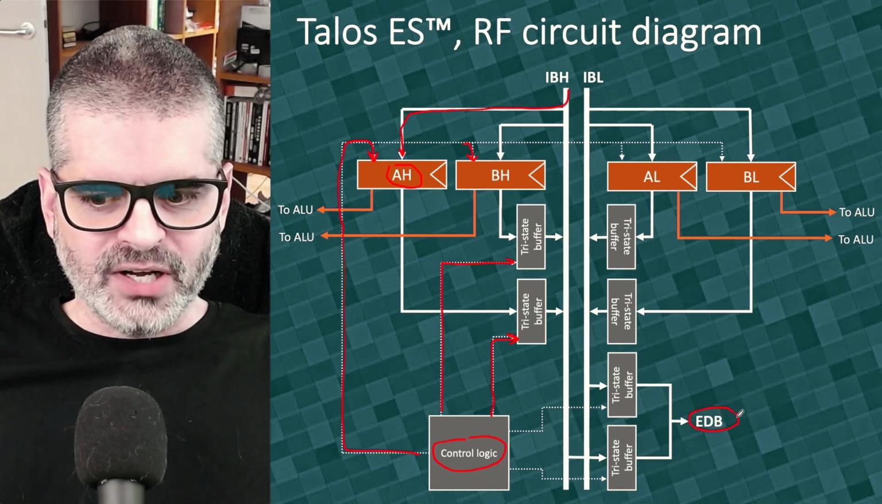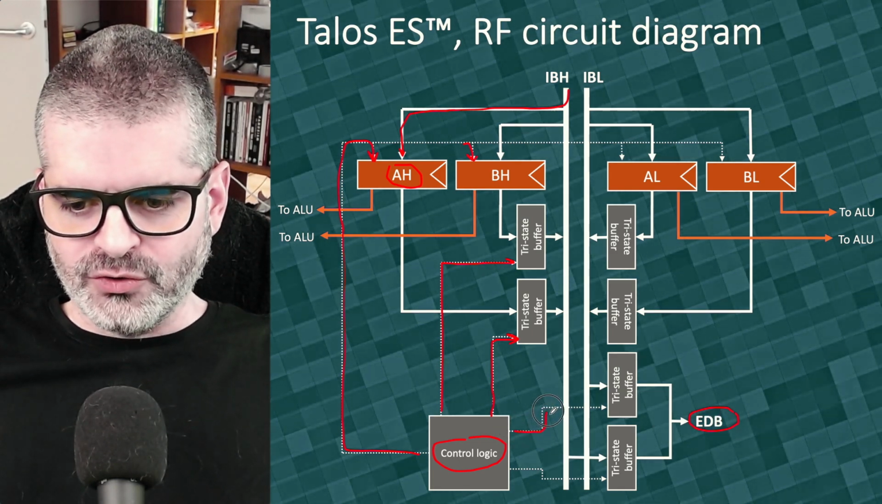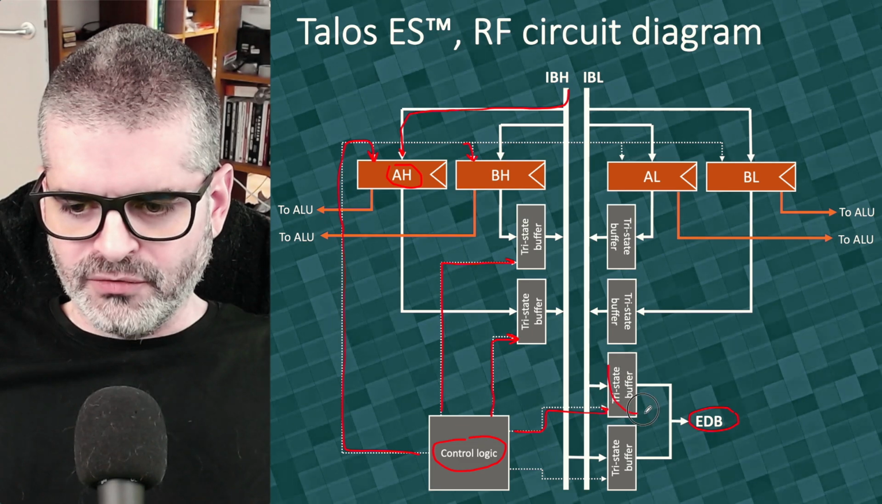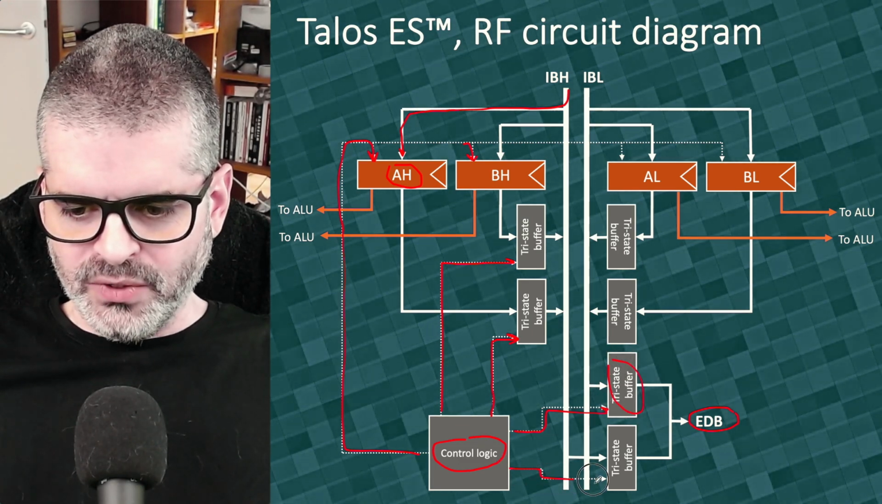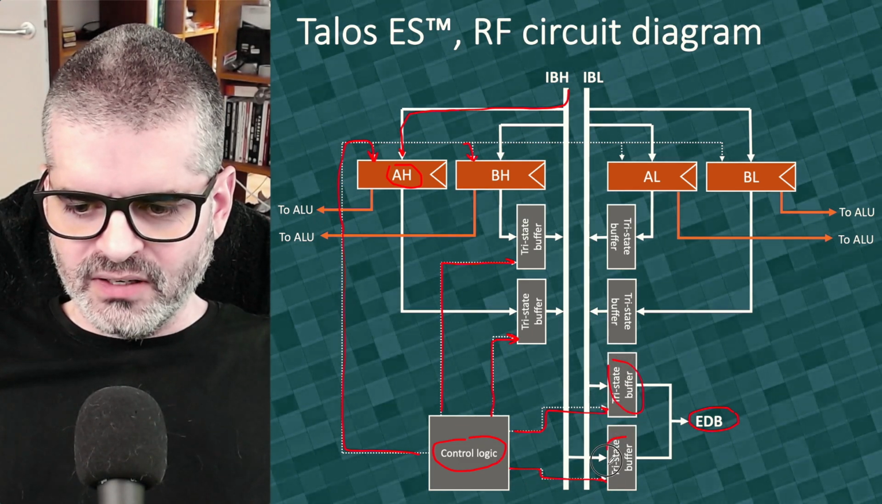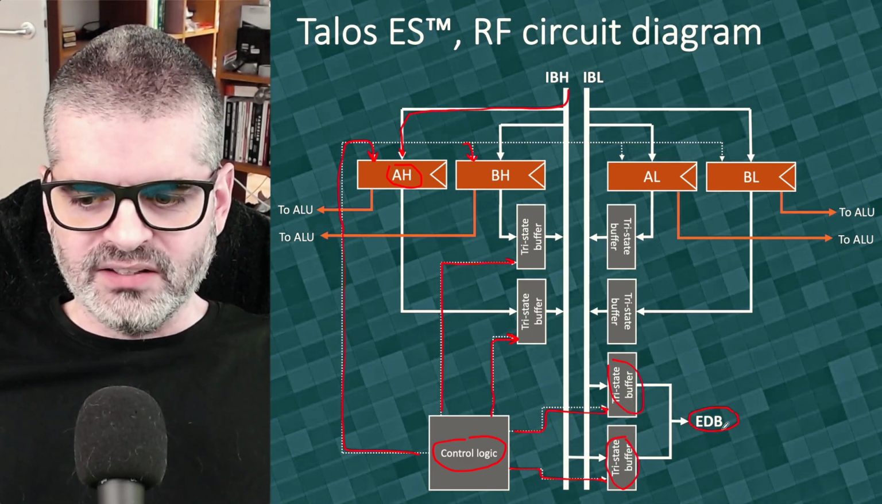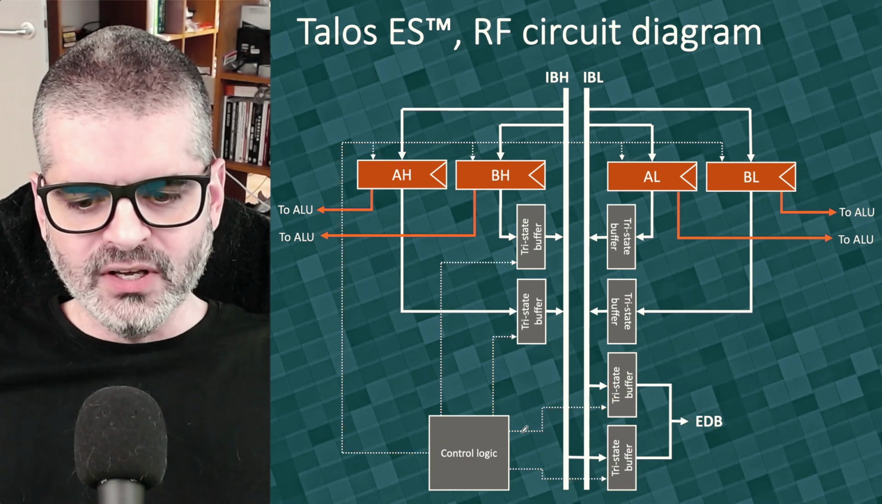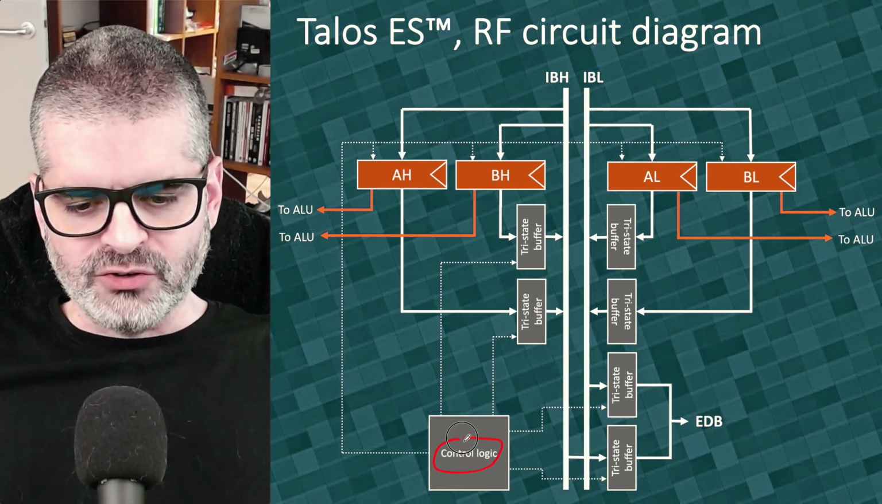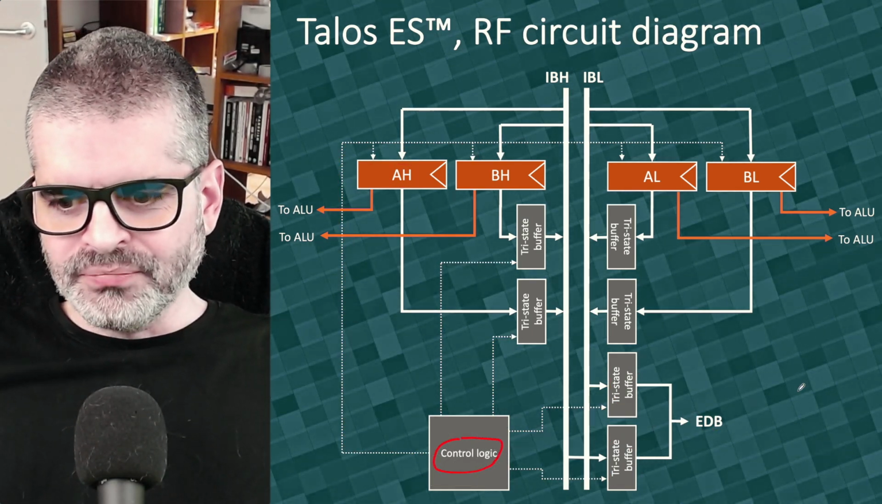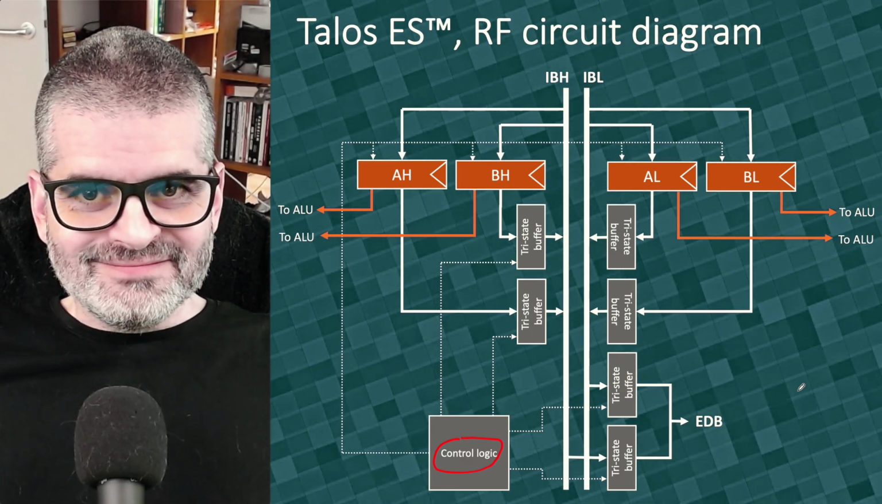or the only driver of the external data bus. So we don't want, for instance, to enable this tri-state buffer here at the same time that we enable this one here, because they will conflict. Both will try to write at the same time into the external data bus. So we need some control logic to make sure that everything is orchestrated. And that's it.